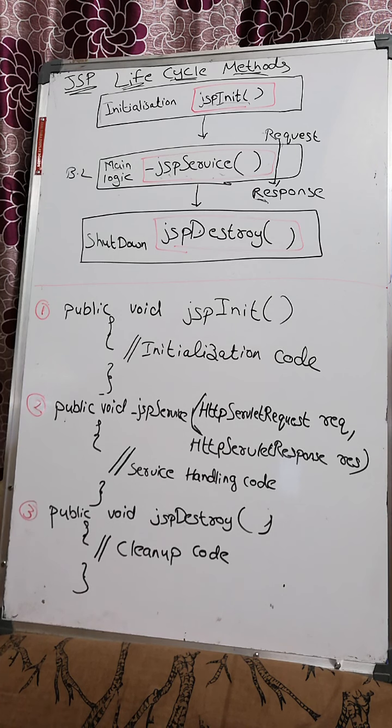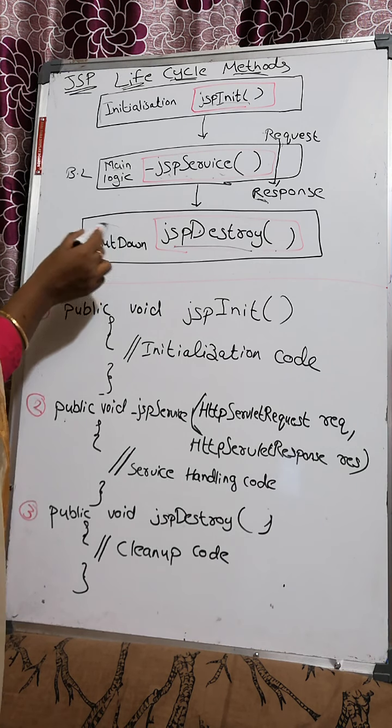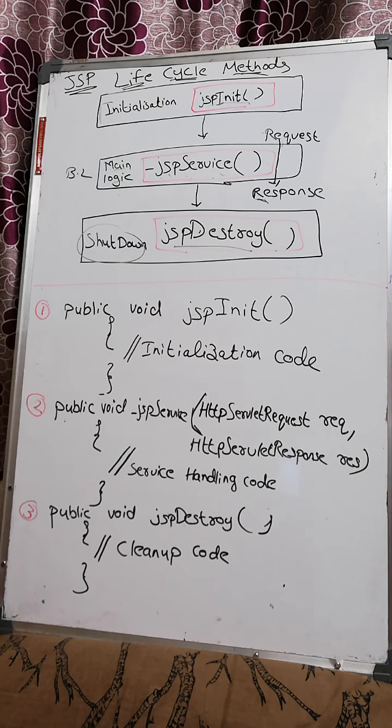Next, once the response is given back to the client, to the browser window, the work of the JSP is completed. Then, at the end, to destroy this JSP program, it is going to execute the third lifecycle method, that is JSP destroy method. JSP destroy method has no parameters and it is going to execute during shutdown time. So these are the three important lifecycle methods.